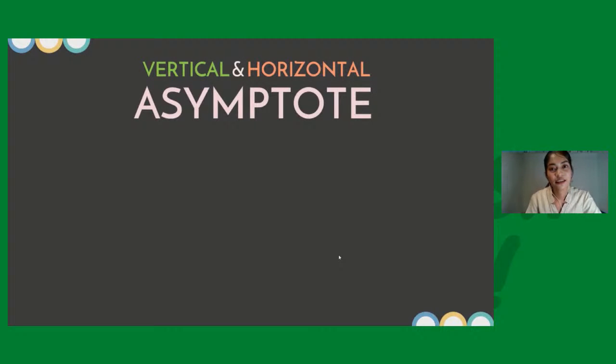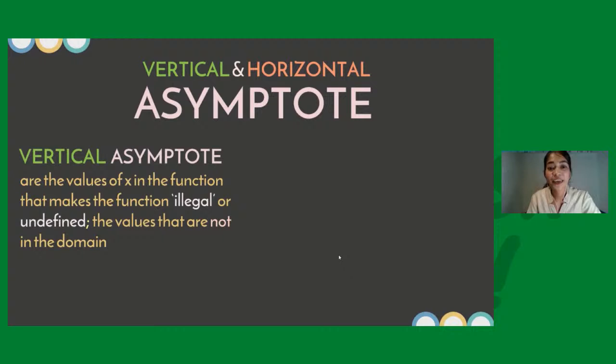Next, another terminology that we are going to encounter here is the term asymptote. So we have the vertical and the horizontal asymptote. When we say vertical asymptote, these are the values of x in the function that make the function illegal or undefined. The values that are not in the domain. So these are the values of our x variables where the function will be undefined or having denominator as 0. So if that happens, those values are actually not part of our domain or not part of the solution.